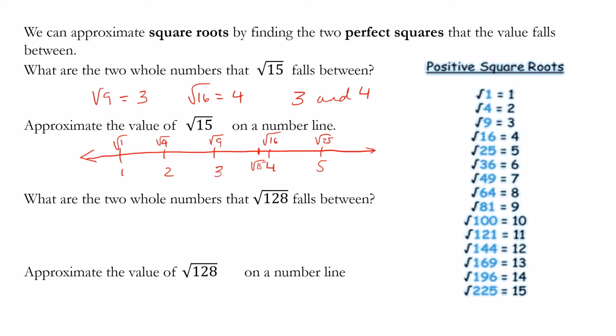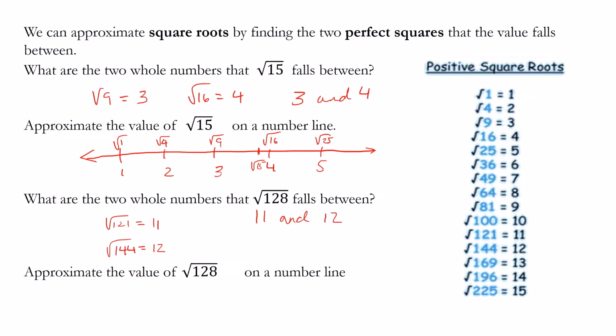I do the same process for the square root of 128. I'm looking at this list, and I know that 128 is in between 121 and 144. The square root of 121 is 11. The square root of 144 is 12. So the square root of 128 is in between 11 and 12. Those are the two whole numbers that it falls between.